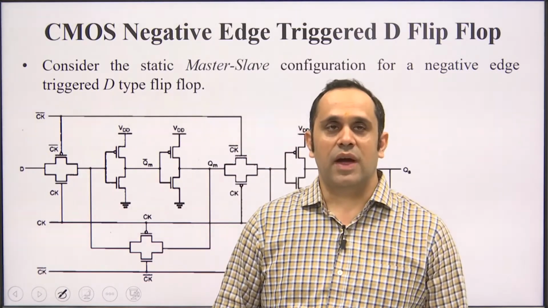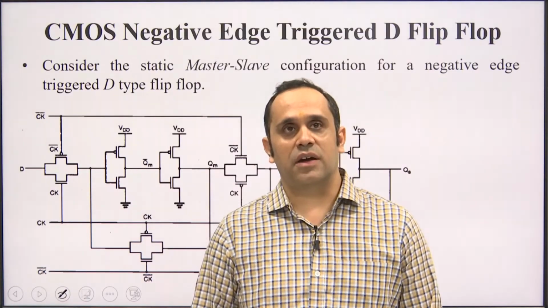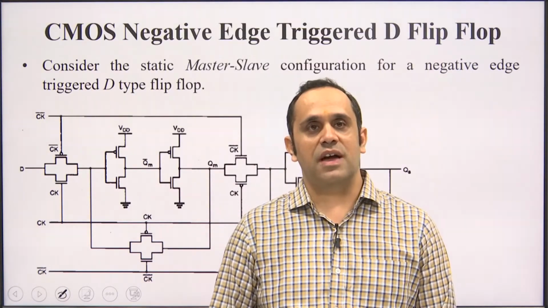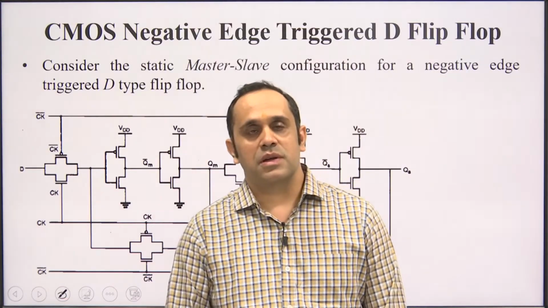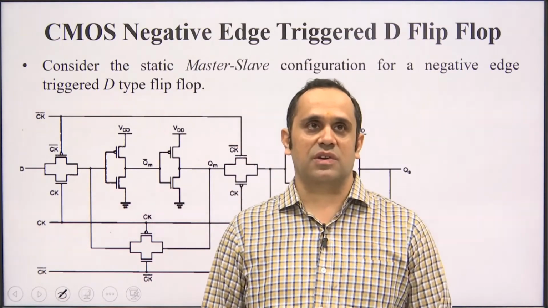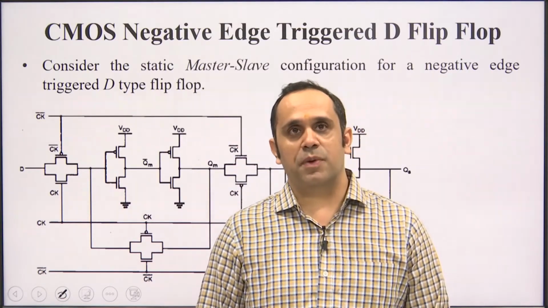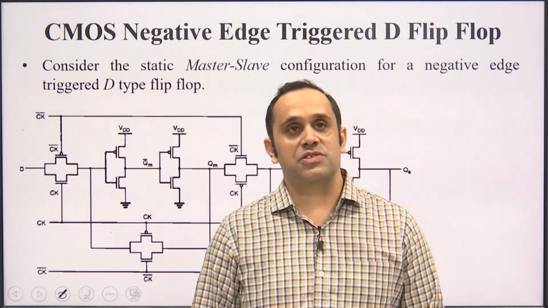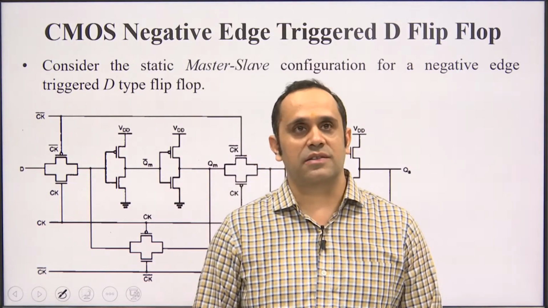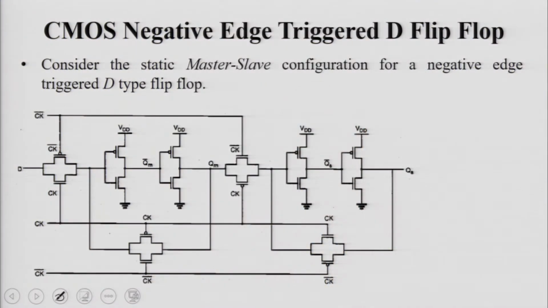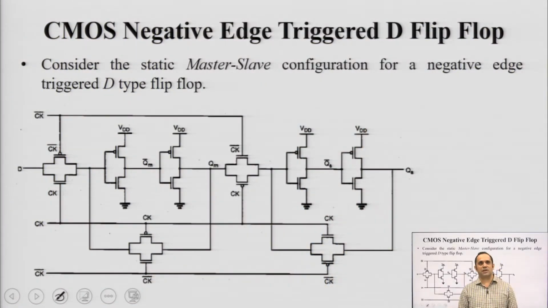When we ended our last lecture, we had concluded on a positive edge triggered D type flip flop. The circuit which is being shown on your screen right now is the counterpart of it. It is a negative edge triggered D type flip flop. Again, it is a static sequential circuit and based on transmission gates.